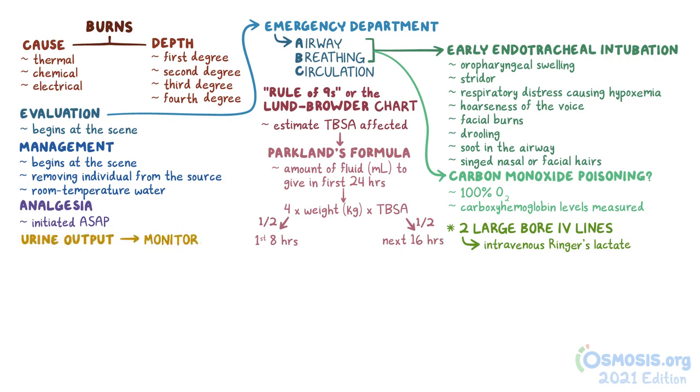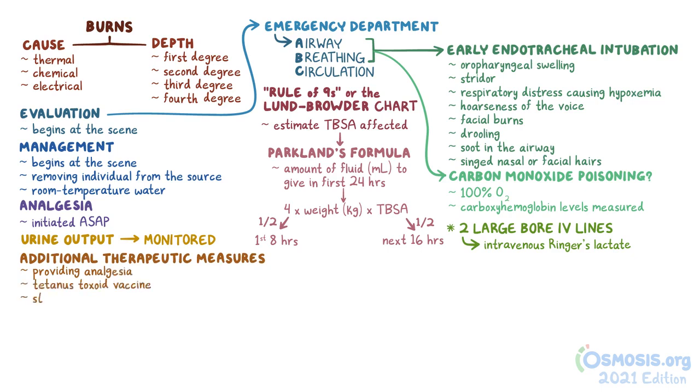Urine output should be monitored to make sure you're not over or under resuscitating the individual. Additional therapeutic measures include providing analgesia, the tetanus toxoid vaccine, initiating stress ulcer and venous thromboembolism prophylaxis, and inserting a nasogastric tube for enteral feeding.